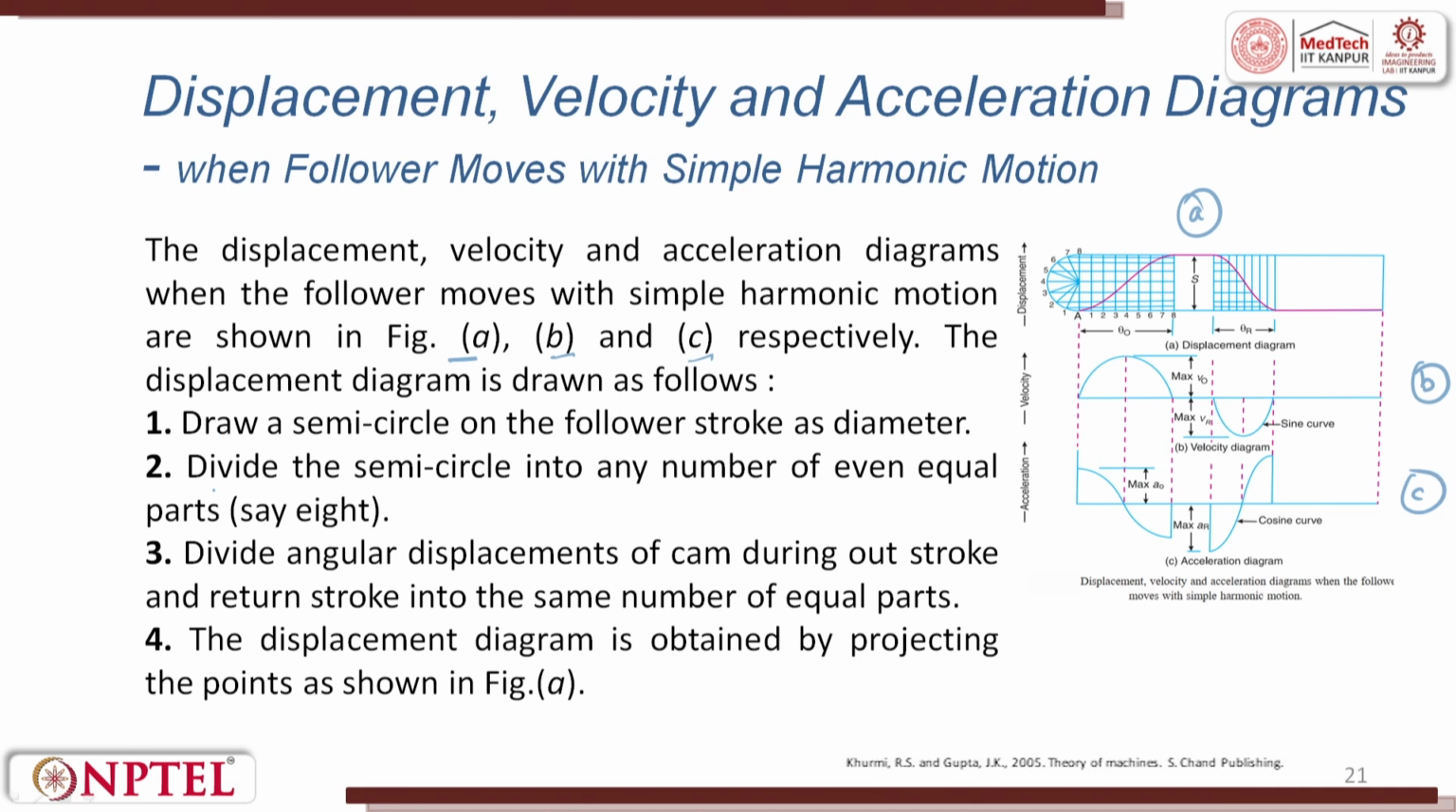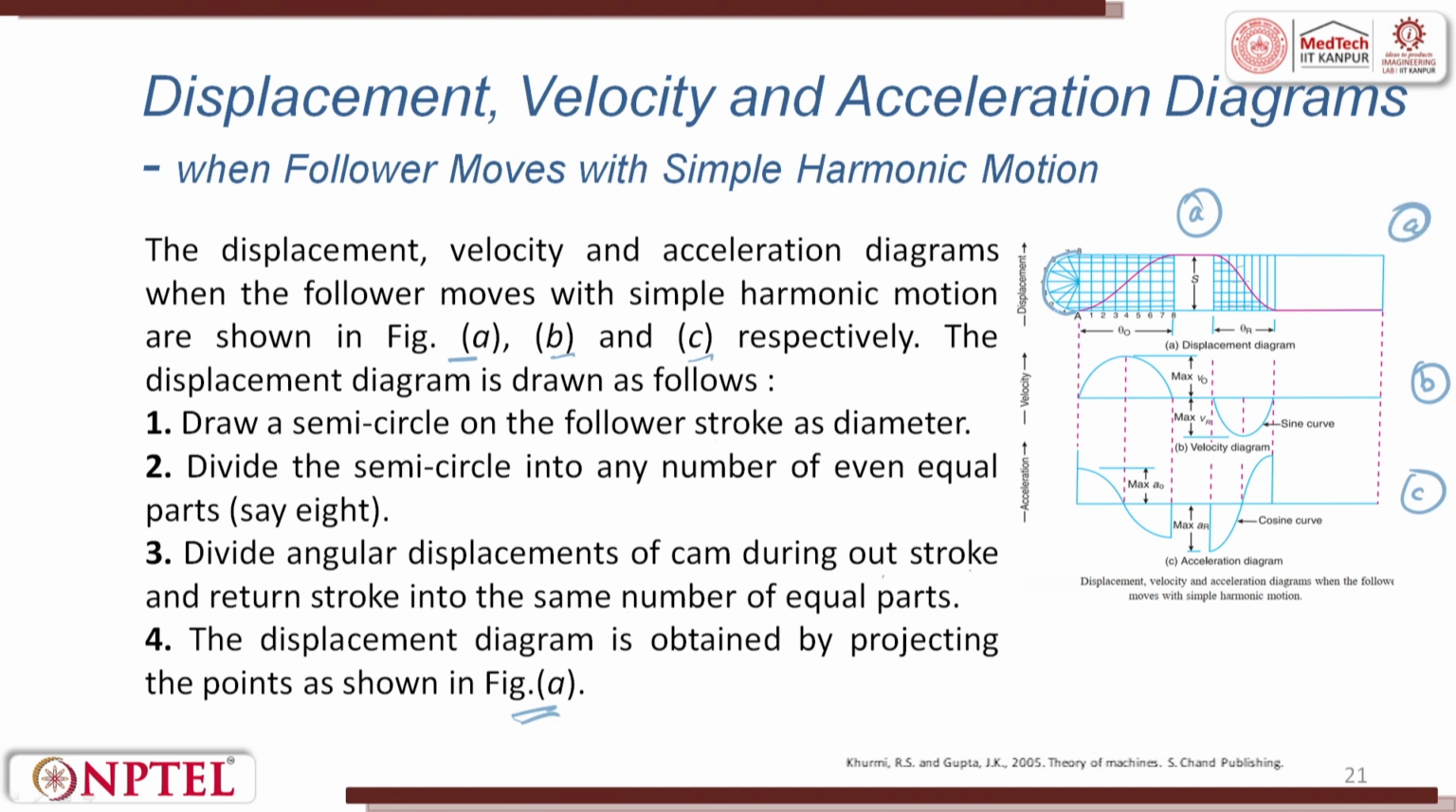Here, draw a semicircle on the follower stroke as diameter. So, this is what they are saying, right. Divide the semicircle into any number of equal parts, say 8. So, they are dividing it into 8. Divide the angular displacement of the cam during the out stroke and return stroke into the same number of equal parts. You can see they are dividing into the same number of equal parts. The displacement diagram is obtained by projecting these points, as shown in A.